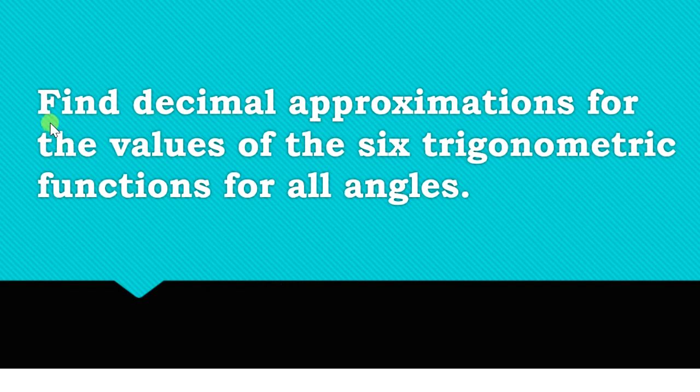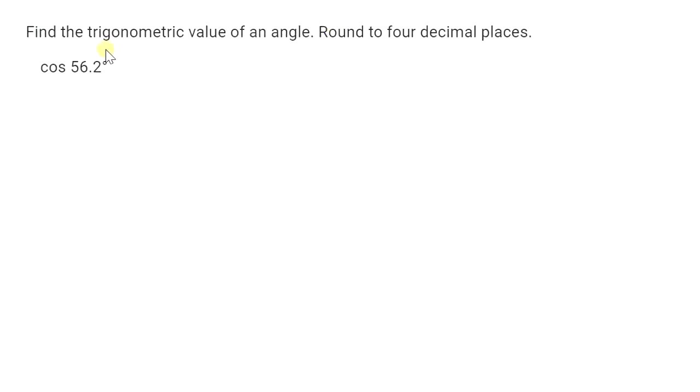In this video lesson, we will talk about finding decimal approximations for the values of the 6 trigonometric functions for all angles. Let's have the problem. Find the trigonometric value of an angle. Round your answer to 4 decimal places. In problem number 1, we have cosine 56.2 degrees.